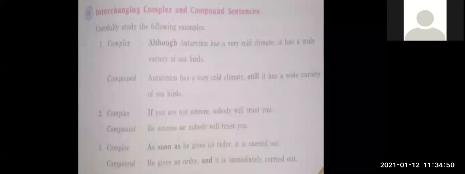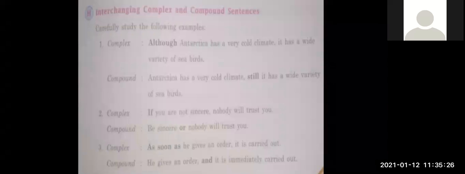See the next one. If you are not sincere, nobody will trust you. Nobody will trust you if you are not sincere. "If you're not sincere" is your subordinate clause. "Nobody will trust you" is your main clause. So you just need to do one thing: join it with a coordinating conjunction. Be sincere or nobody will trust you. Right? So you need to use your common sense about what sort of coordinating conjunction you can put. After this, you'll be able to create a compound sentence out of a complex sentence.